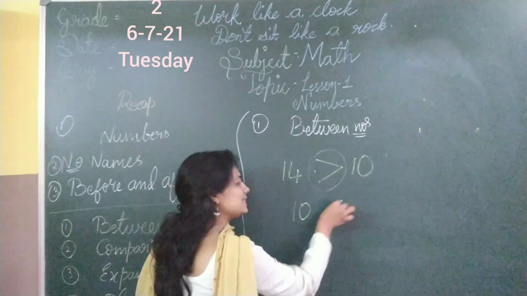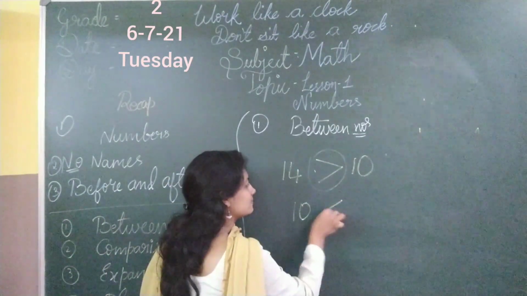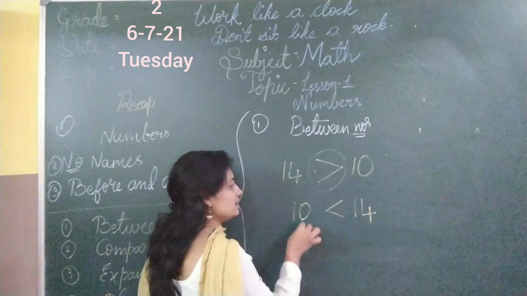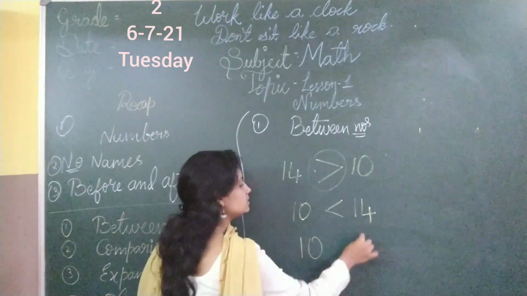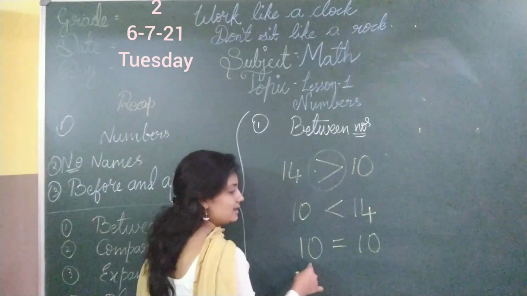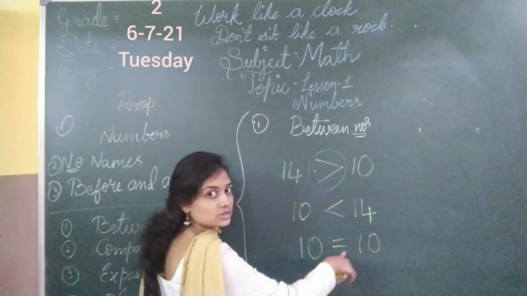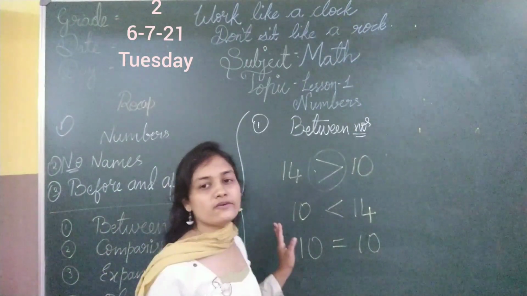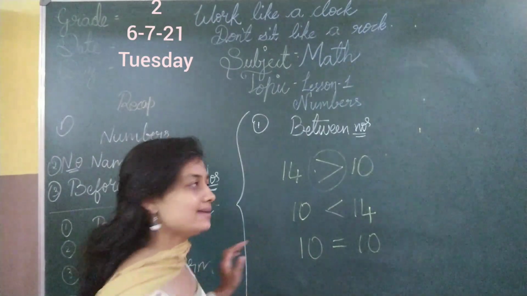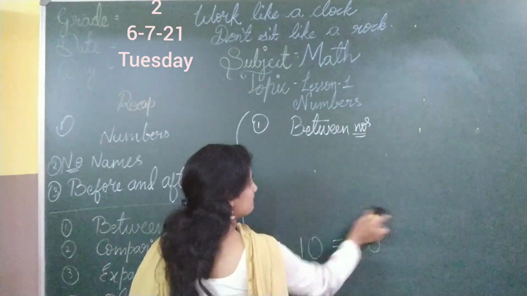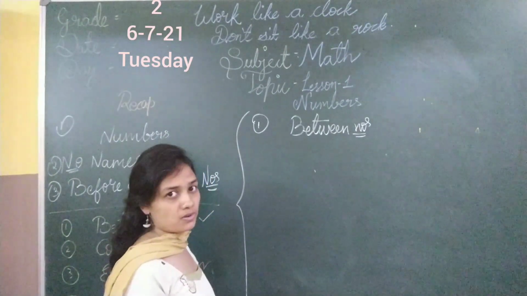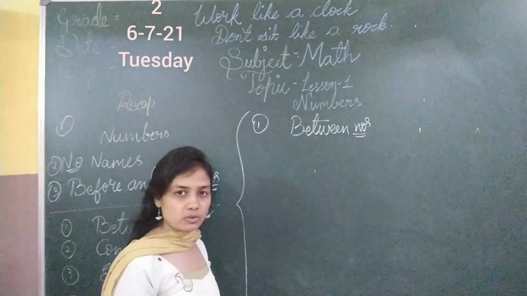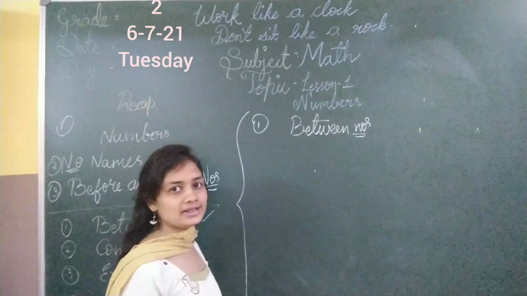Or if I use it like this, I tell 10 is lesser than 14. If I take numbers that are equal, I tell 10 is equal to 10. So this is how you use the symbols of comparison. This is what we call comparison. Okay? We compare which is bigger or which is smaller. Instead of saying bigger and smaller, we say greater and lesser.